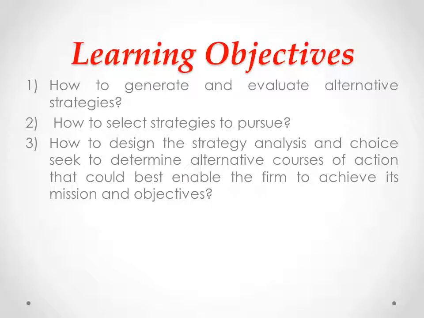Today we will begin a new chapter, chapter 8, strategy generation and selection. Our learning objective for today is to know how to generate and evaluate alternative strategies, how to select a strategy to achieve, and how to design a strategy analysis. The analysis and choice seek to determine alternative courses of action that could best enable the firm to achieve its mission and objectives.